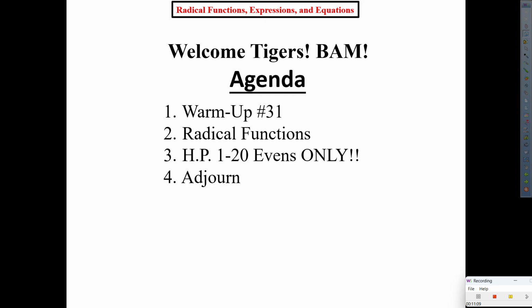Cue from the corner. Let's go. No, let's do evens only. Is that even? Yes? Once again, warm-up 31 done. Radical functions, numbers 1 through 20, evens only.